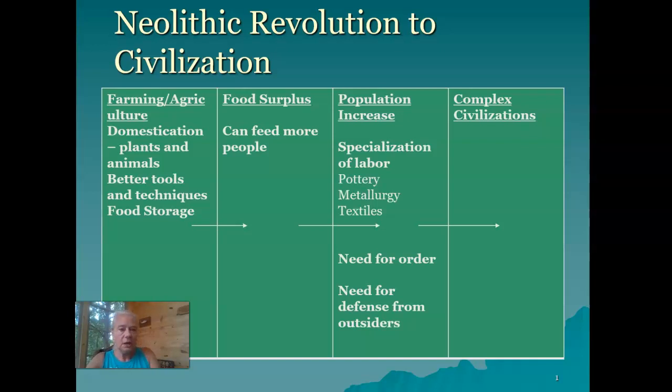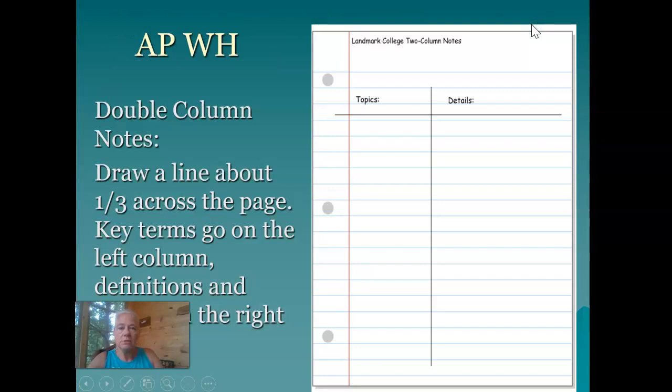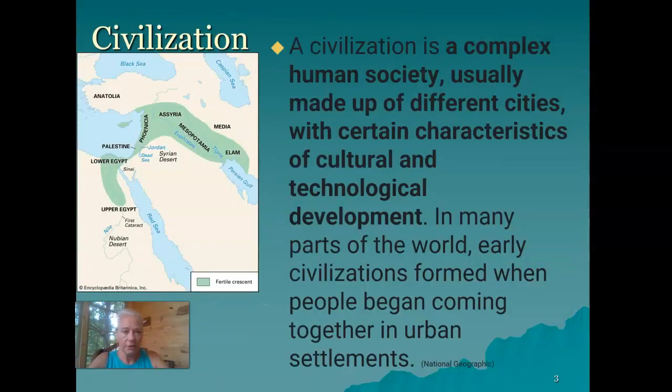Now, I'd like to just give you a definition of civilizations. This one comes from the National Geographic. A civilization is a complex human society, usually made up of different cities with certain characteristics of culture and technological development. Now, civilizations formed in many parts of the world simultaneously.